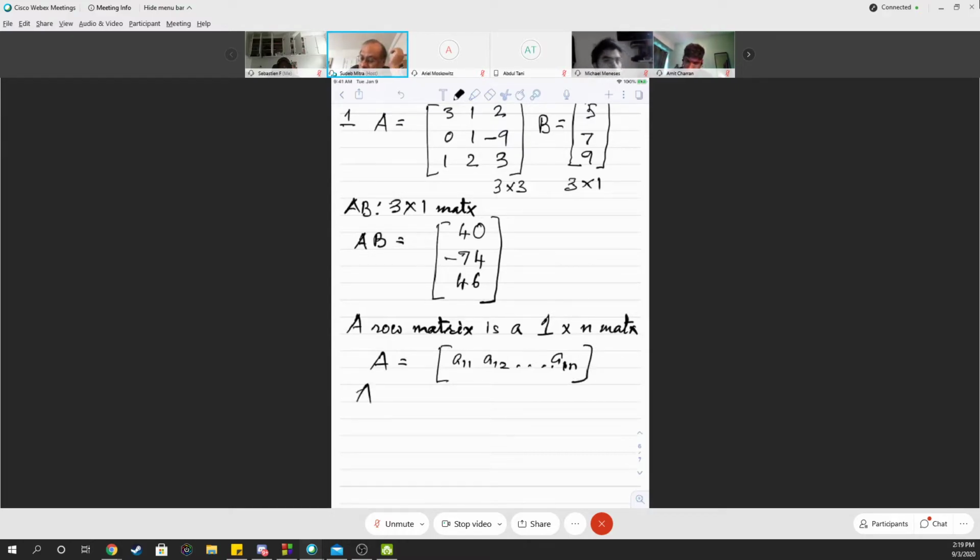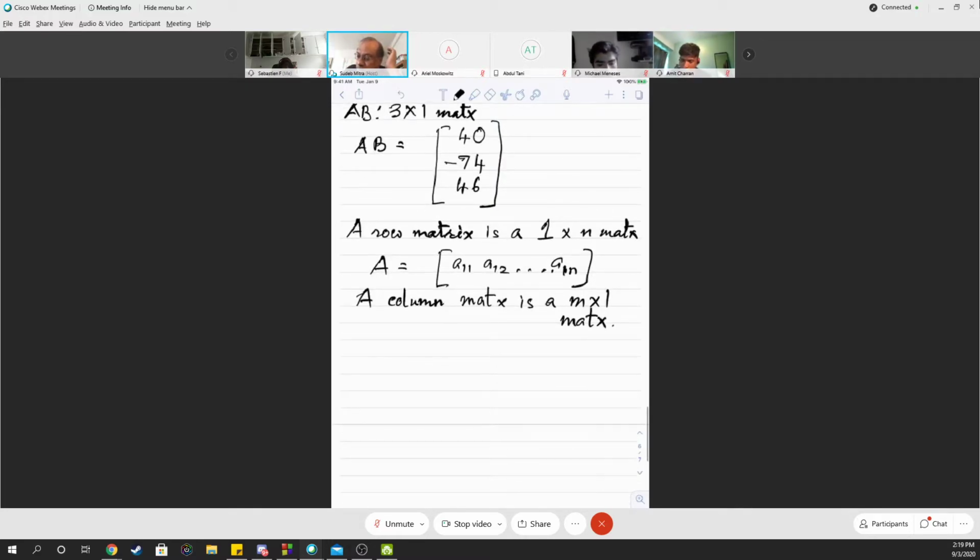A column matrix is an M by 1 matrix. That means it has M rows, but it has only one column. M rows, but one column. So A11, A21, up to M rows, M1.